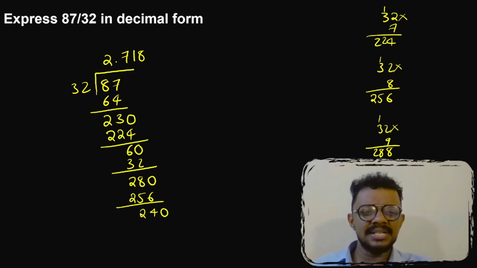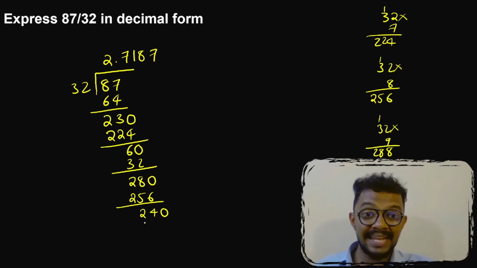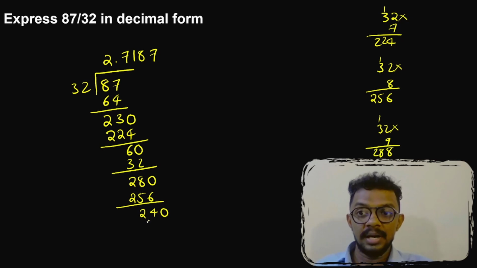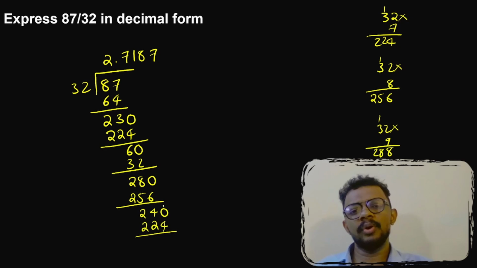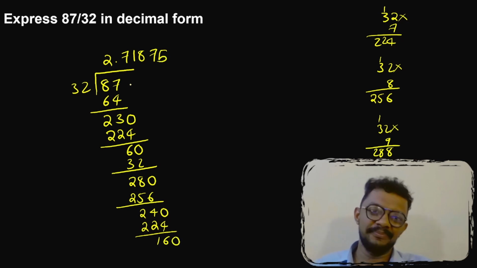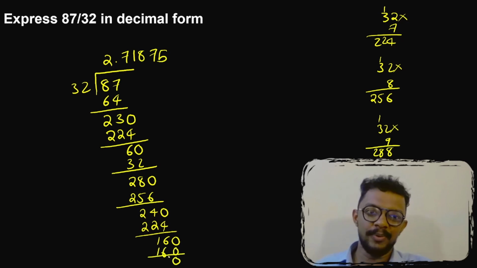I'm giving an extra 0 in 240. How many 32s are there? The answer is 7. What is 7 into 32? Here it is, 224. What's the difference? The remainder is 16. So I will give an extra 0. In 160, how many 32s are there? The answer is 5. 5 into 32, 160, remainder is 0.